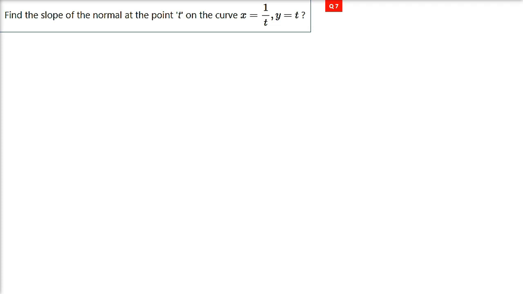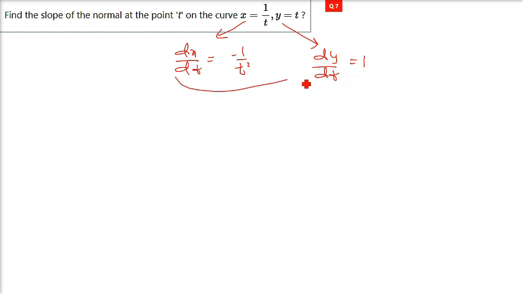Find the slope of the normal at the point t on the curve x equals 1 by t, y equals t. So you just have to differentiate and find dy by dx. Let me do dx by dt. It is minus 1 by t square. dy by dt will be 1, just divide them. So it will be 1 divided by minus 1 by t square.